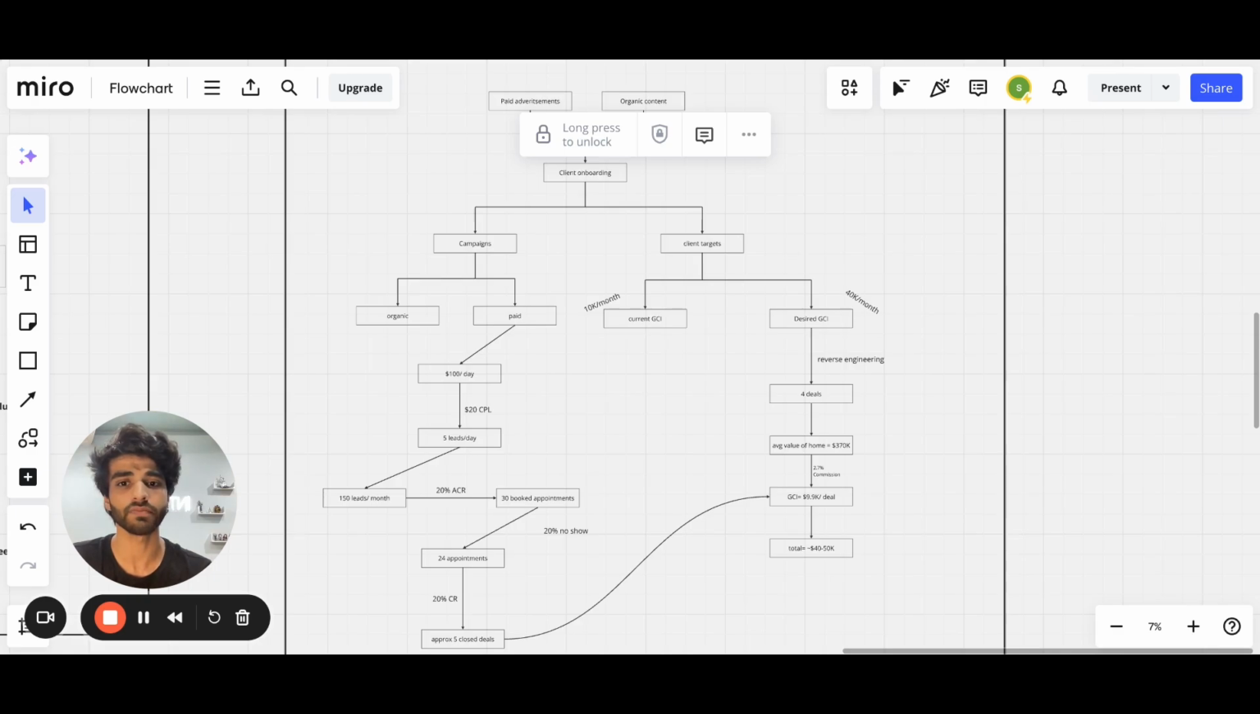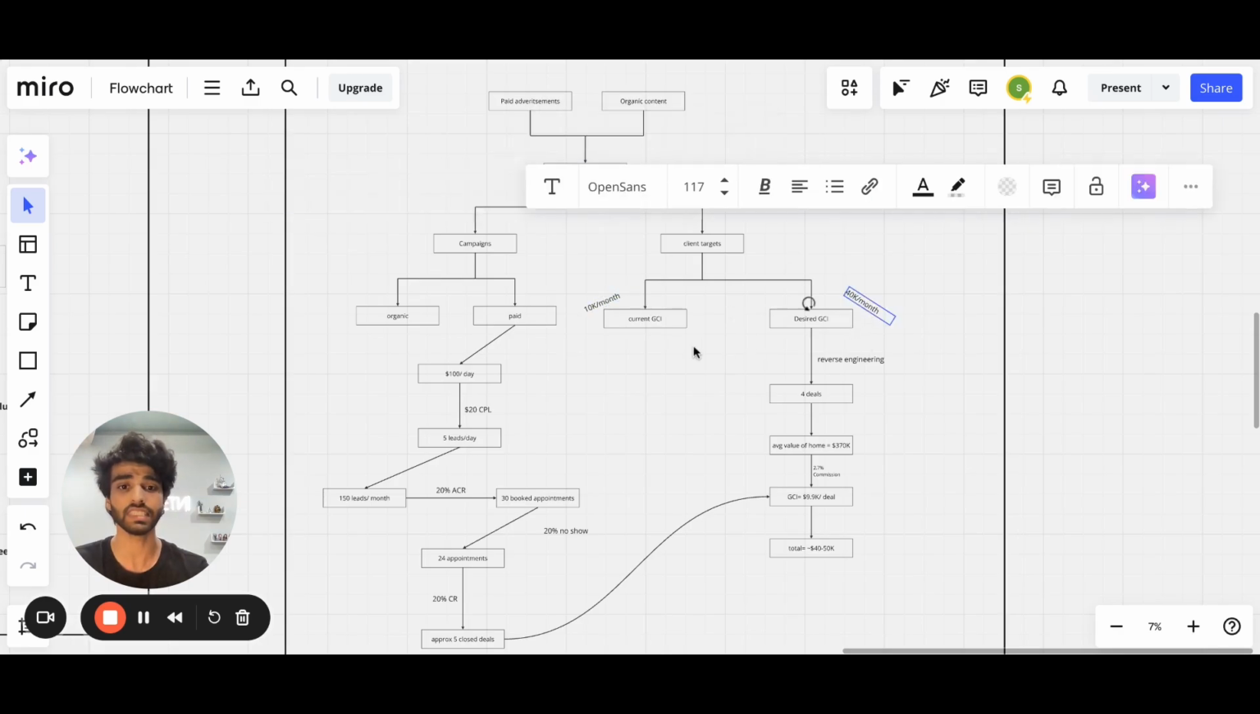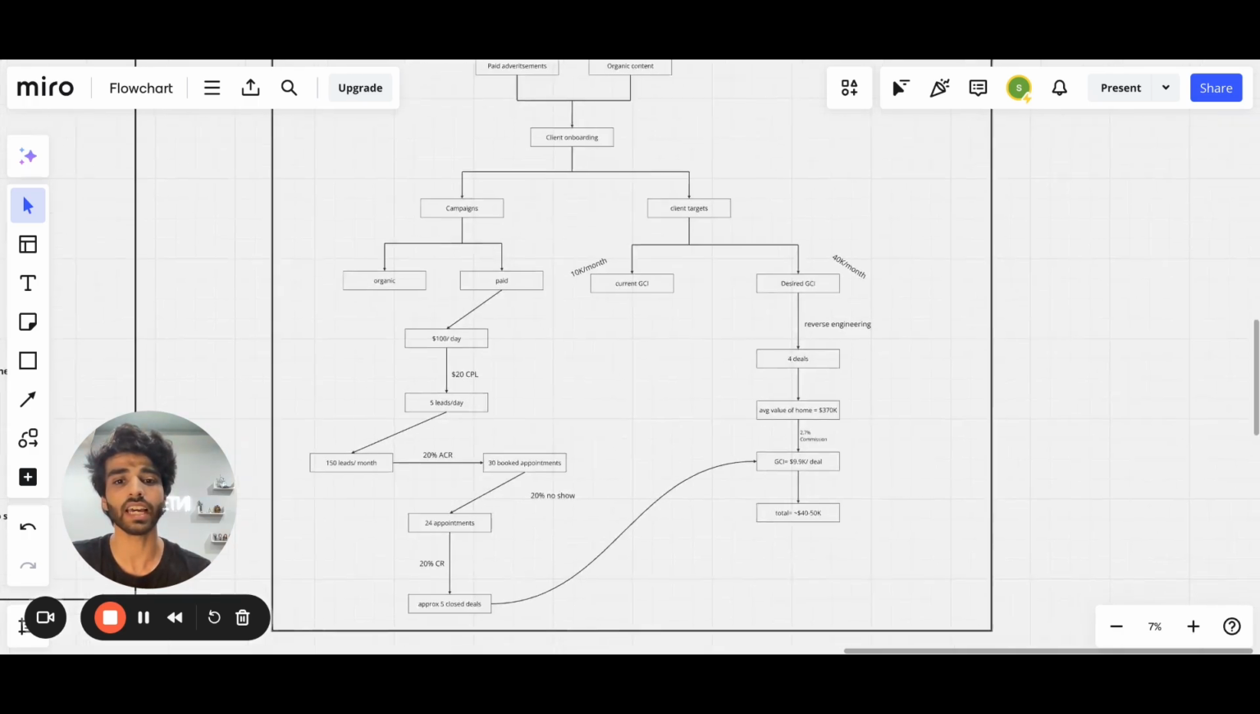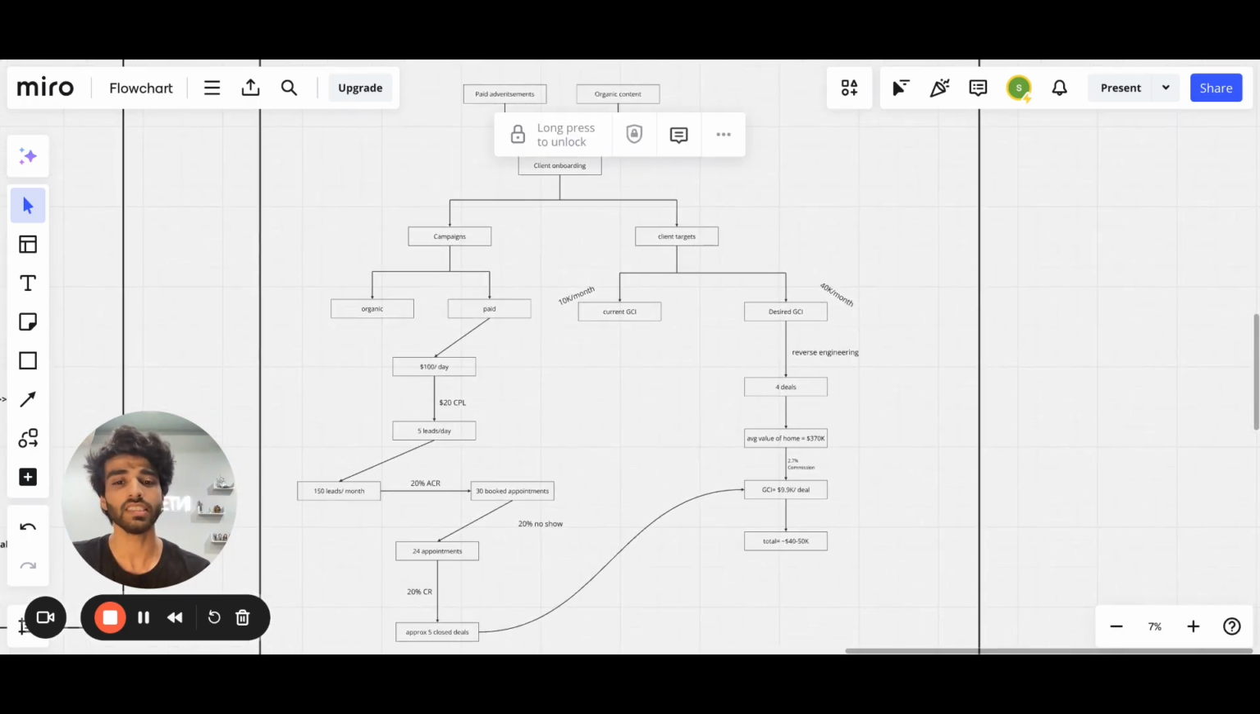So, in conclusion, the process of growing from $10,000 to $40,000 or more in GCI is really quite simple once you break it down. By reverse engineering the metrics, setting up proper systems, and leveraging multiple acquisition channels, you can consistently bring in high quality leads and hit your revenue goals. It's a strategy that works for real estate and can easily be adapted to other industries as well.